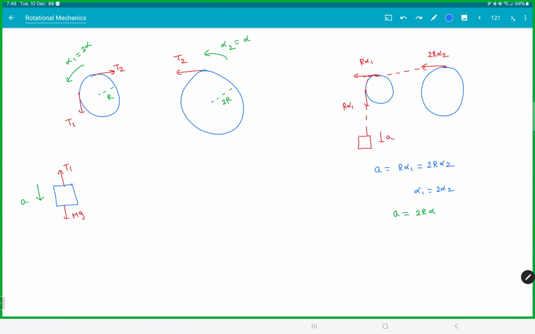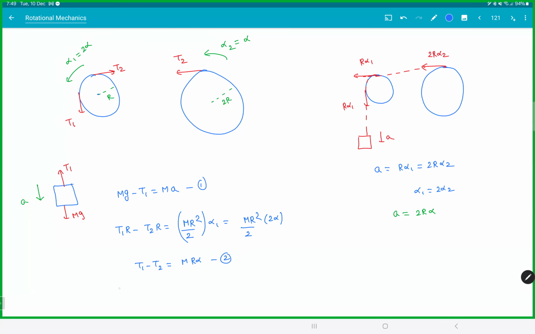Actually, question over here. Now, force equation: mg minus T1 is equal to mass into acceleration. And for that pulley, if you take the torque about the center, T1r minus T2r is equal to I of the pulley, which is mr square by 2 times alpha 1, which is 2 alpha, mr square by 2 into 2 alpha. Simplify this. This will be T1 minus T2. R will cancel, 1, 2 will cancel. We get mr alpha. This is equation 2.